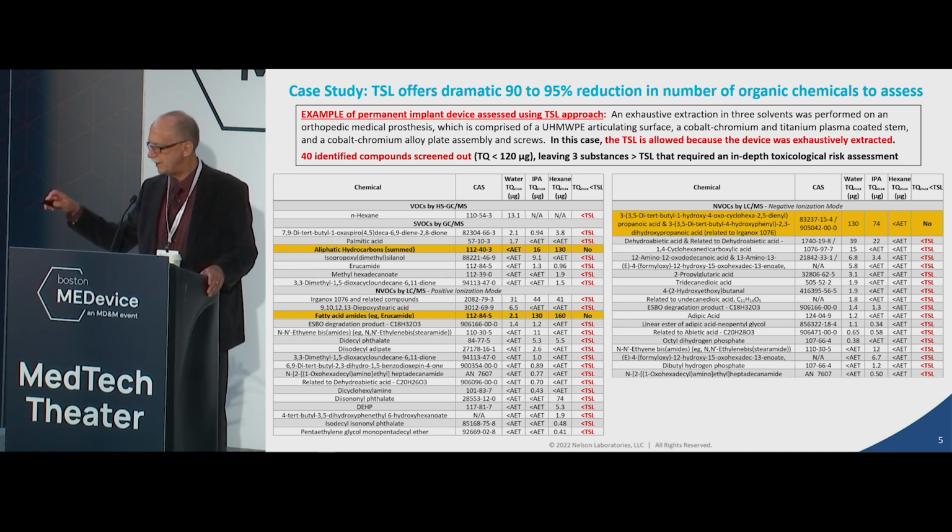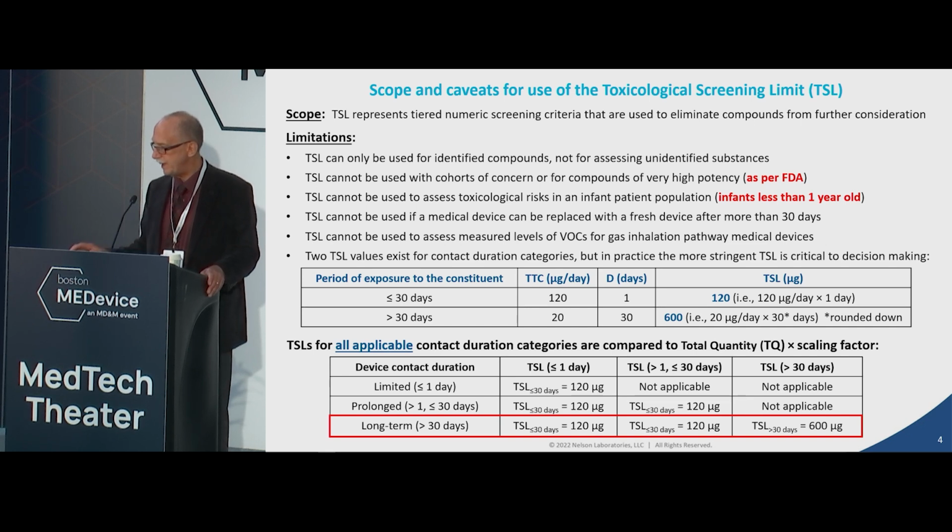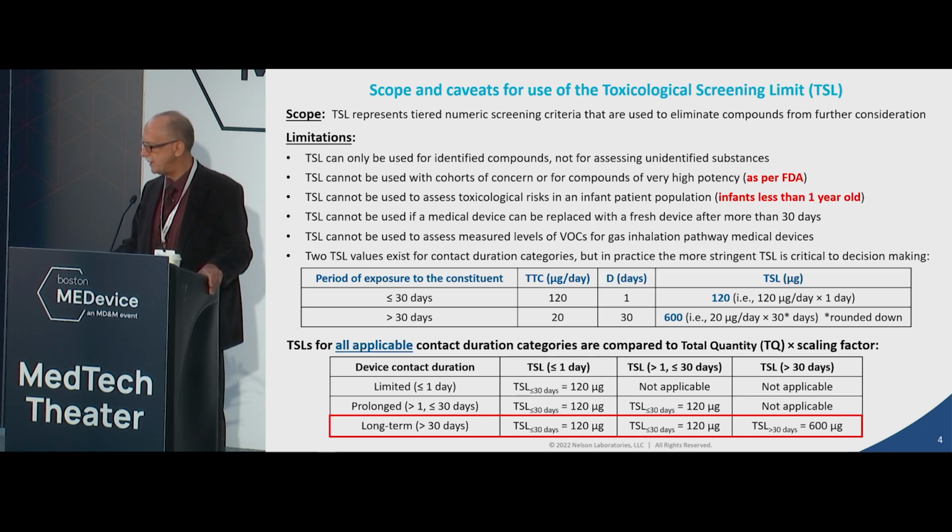I'm sorry here, I jumped ahead just a little bit. There we go. The toxicological screening limit being the first discussion point here. It's a tiered numeric screening criteria that's used to eliminate chemicals. There's a whole bunch of limitations. Most people have practiced those by now.